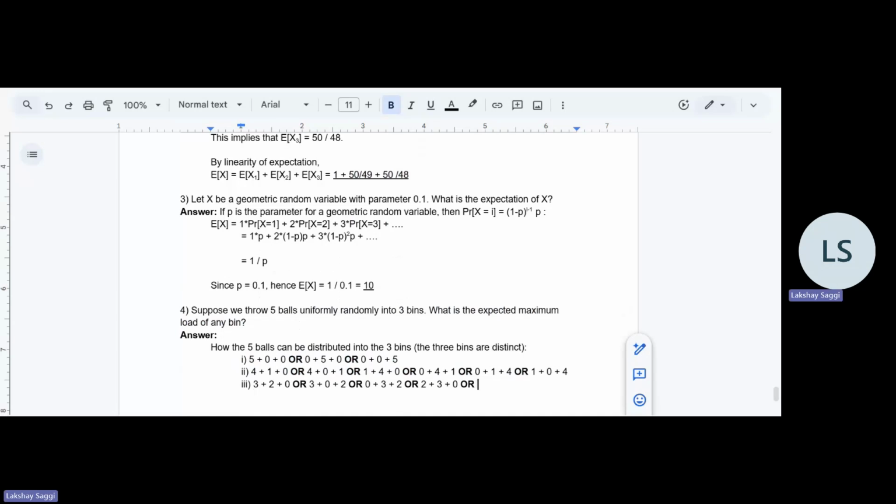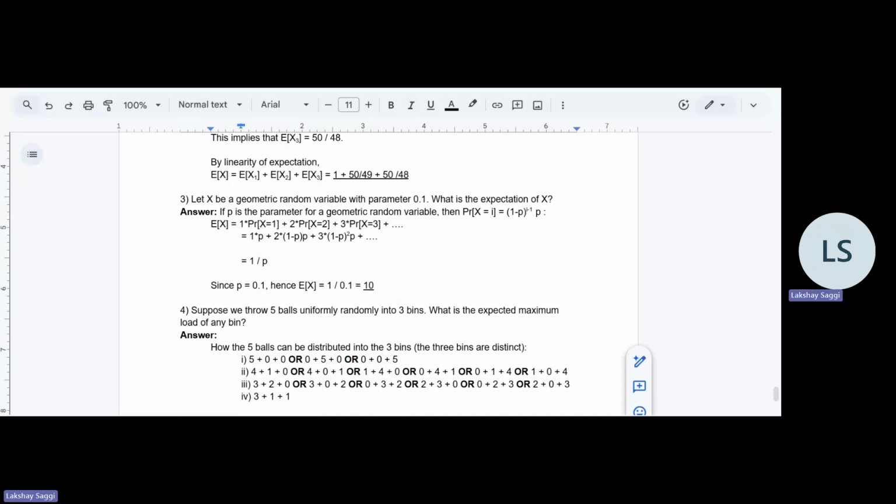And similarly, if the third bin has 3, then between first and second there can be zeros or 2s. So 0 plus 2 plus 3, or 2 plus 0 plus 3. And what's another way? Another way is, yeah, the maximum is 3, but now the balls are distributed as 1 and 1. So 3 plus 1 plus 1.